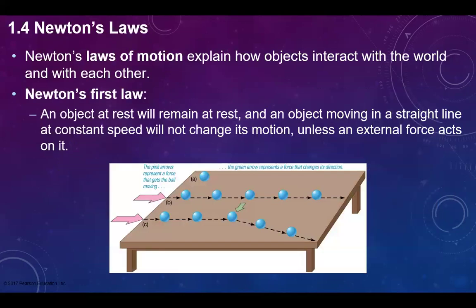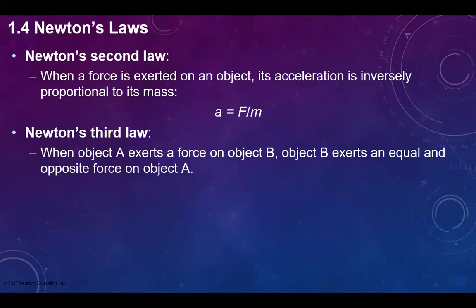So Newton's laws of motion explain how objects interact with the world and with each other. Newton's first law is that an object at rest will remain at rest, and an object moving in a straight line at a constant speed won't change its motion unless some external force acts on it. Newton's second law is that when a force is exerted on an object, its acceleration is inversely proportional to its mass. So the more force, the more acceleration, the more mass, the less acceleration.